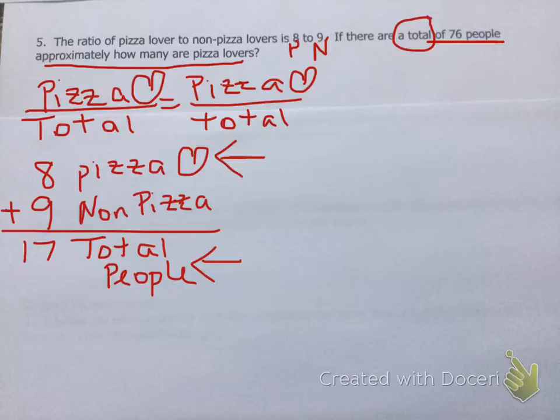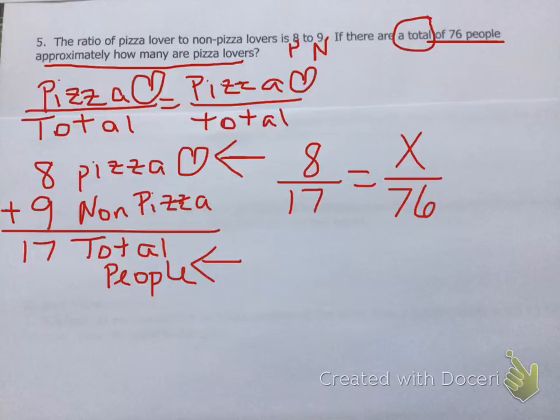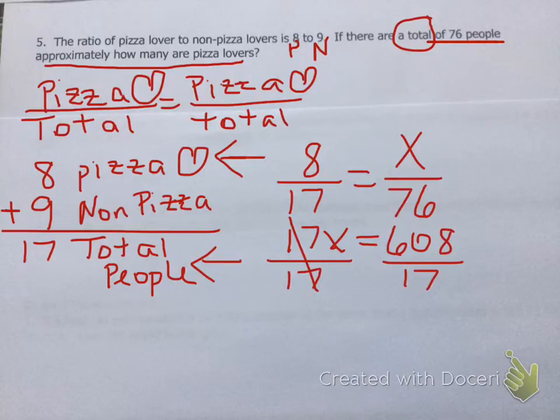So our proportion in numbers, go ahead and pause it, write your own, then check it. 8 pizza lovers over 17 total people. We want to know how many are pizza lovers out of 76 total people. Find the cross product property. Multiply 17 times x. You get 17x. 8 times 76 is 608.